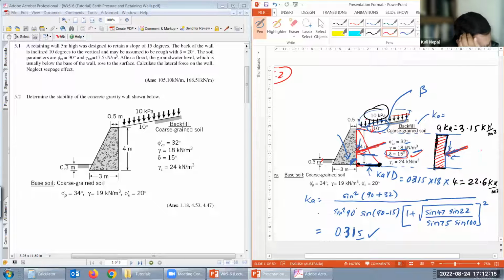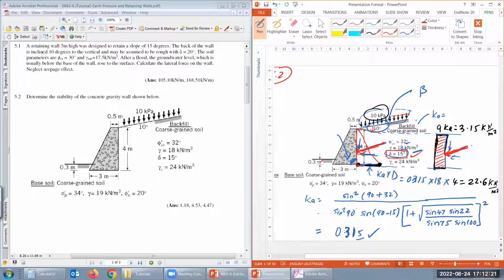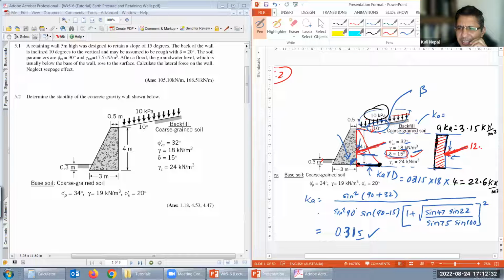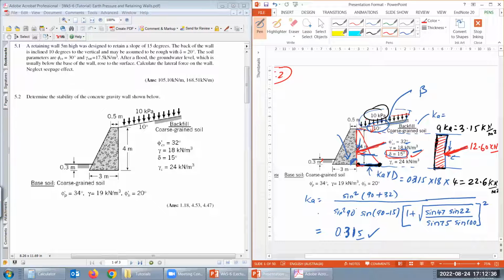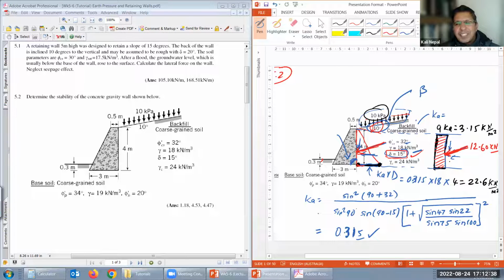3.15 times 4 is 12.6. Hmm, 12 point 6, 12 point how much? 12.6 kilonewton. All right, that's fine. If you consider that 10 degree also, there will be slightly different, but it does not really matter when we use a factor of safety of 4.